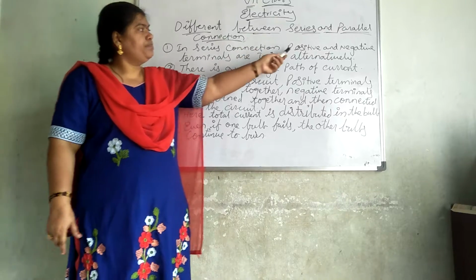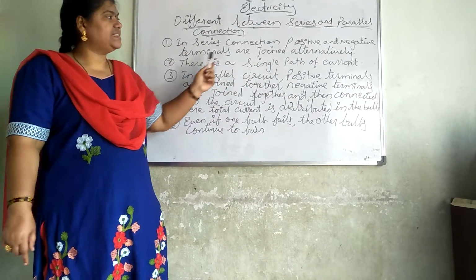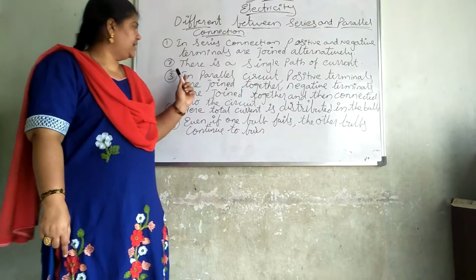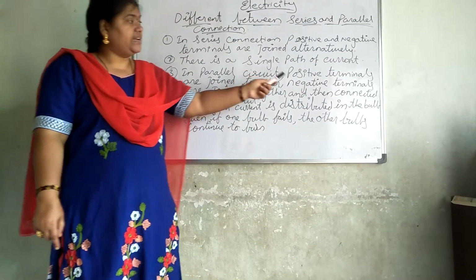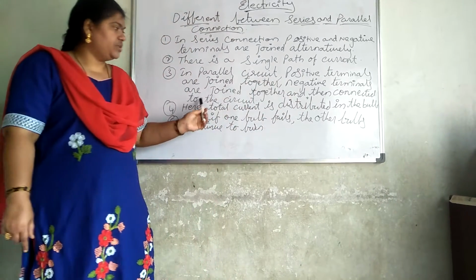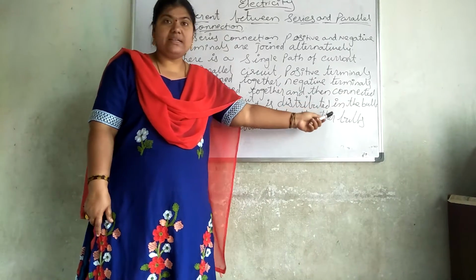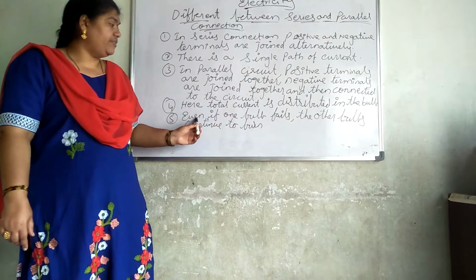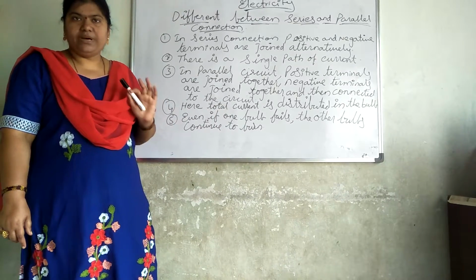In series connection, positive and negative terminals are joined alternatively. Second one, there is a single path of current. Next, in parallel circuit, positive terminals are joined together, negative terminals are joined together and then connected to the circuit. Next, here total current is distributed in the bulb. Next, even if one bulb fails, the other bulbs continue to burn.